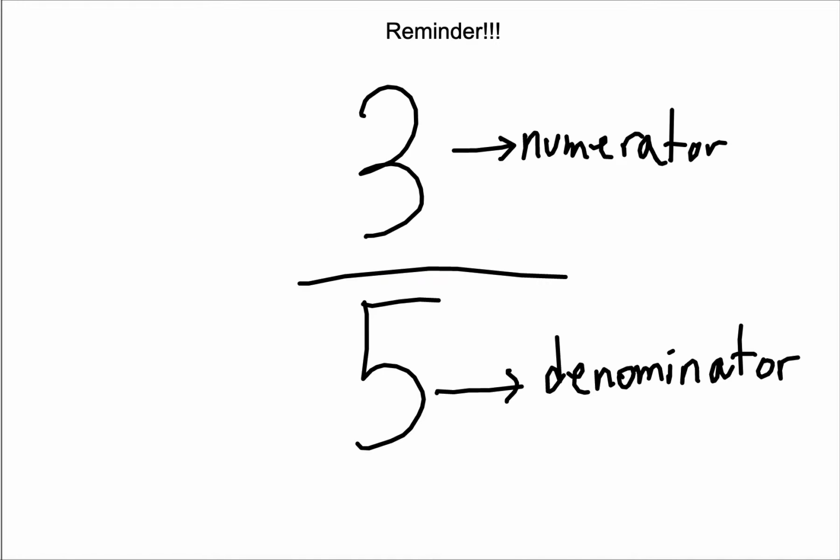Now, here's a quick reminder that the numerator is always the number on top of a fraction and the denominator is the number on the bottom. The bottom number, the denominator, tells us how many pieces the whole has been divided into, and the numerator tells us how many pieces we are talking about. In this scenario, the fraction 3/5 means that the whole has been divided into 5 equal parts, and we are talking about 3 of them. Now let's get to comparing.